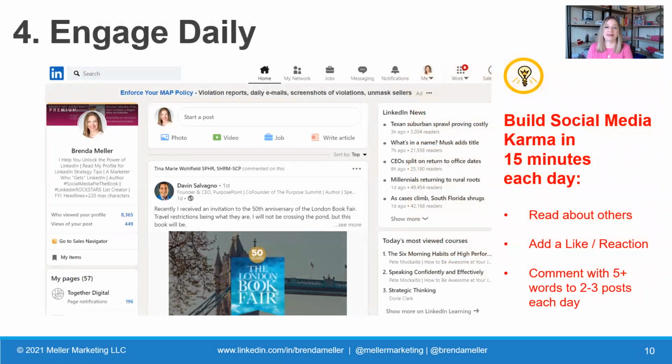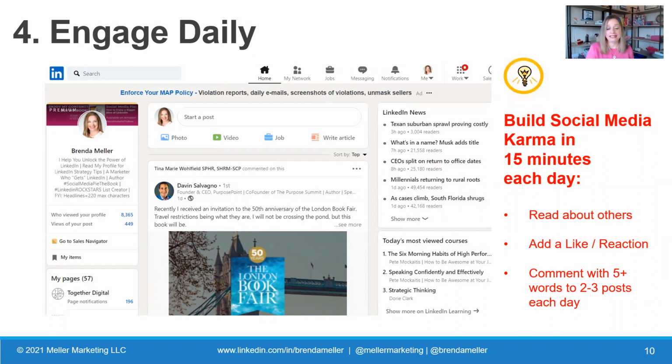Our fourth tip for you guys here today is to engage every single day on LinkedIn. And I like to start by my first visit to LinkedIn in the morning. I spend 15 minutes in the homepage feed. That's all I do. I scroll through. I see what people are talking about. I read what others are saying about themselves, about their companies. And it's kind of like reading the newspaper, right? You get your morning news in there.